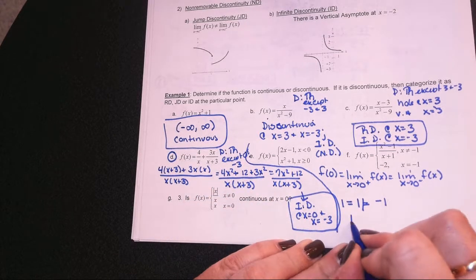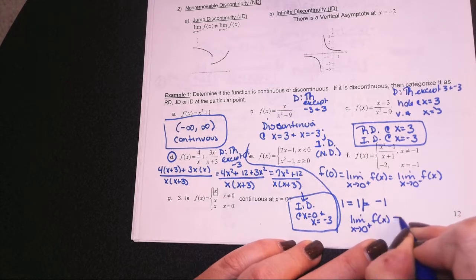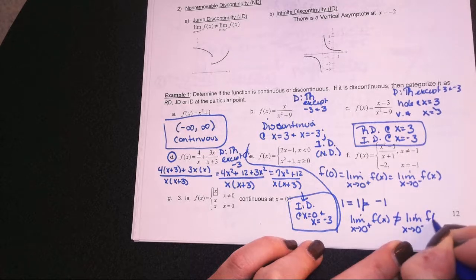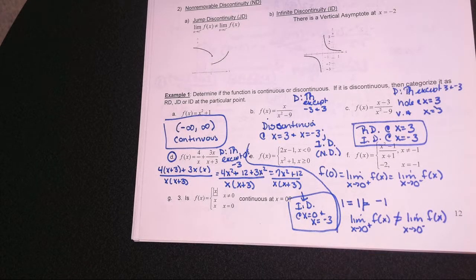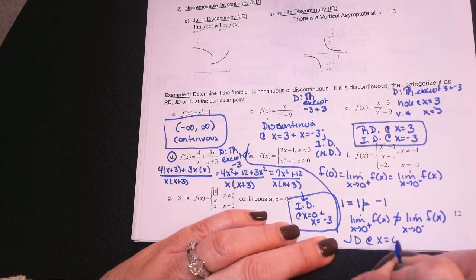So I know that the limit as x approaches 0 from the right of f of x is not equal to the limit as x approaches 0 from the left. So if I was to actually graph this piecewise function, would this piecewise function connect? No, you would have what kind of discontinuity happening? A jump. So I have a jump discontinuity at x equals 0.